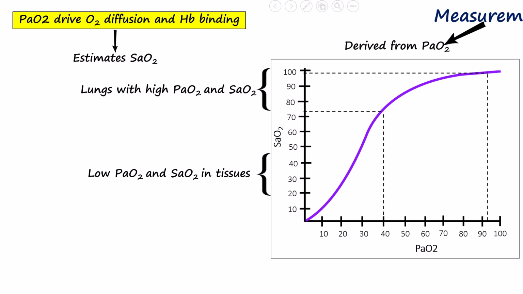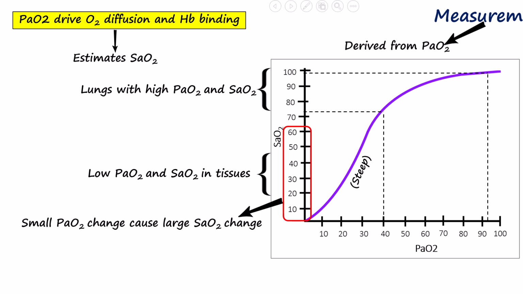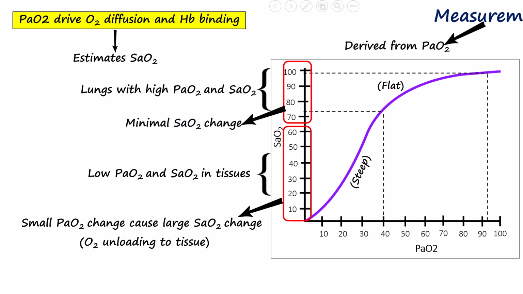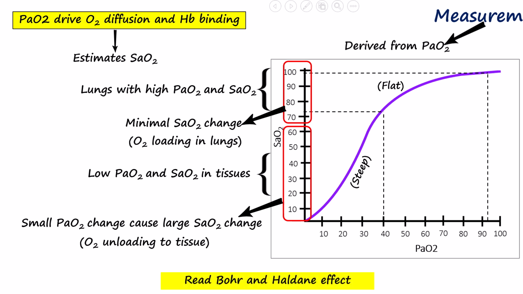The curve has two particularly important regions. First, the steep portion between 10 to 60 mm of mercury PaO2, where small changes in oxygen pressure cause large changes in saturation. This ensures efficient oxygen unloading to tissues that need it most. The second is the flatter portion above 60 mm of mercury, where hemoglobin remains highly saturated despite pressure changes, to provide a safety margin for oxygen loading in the lungs. Please read on the Bohr and Haldane effect to get an in-depth idea on why such things occur.